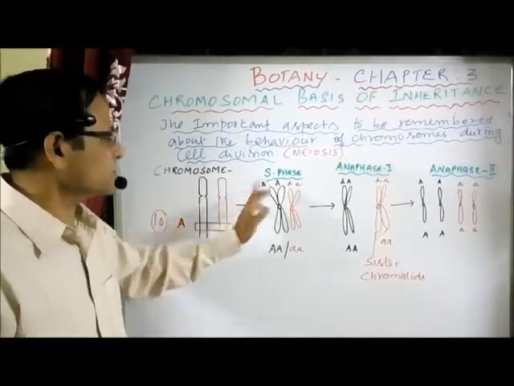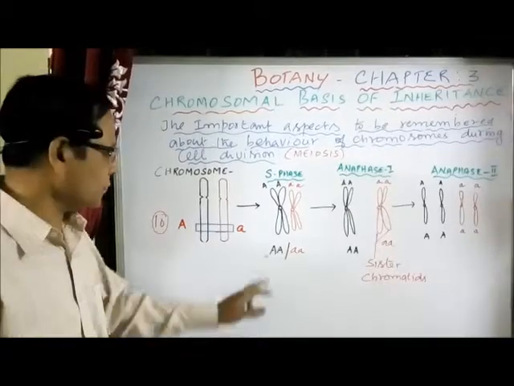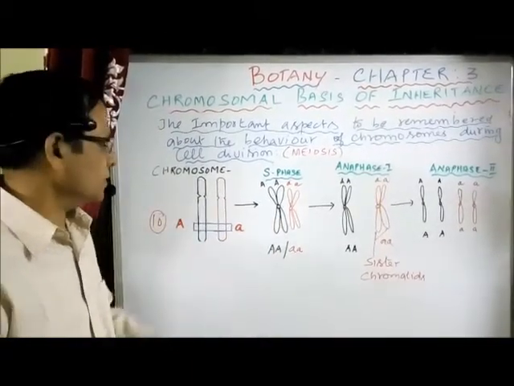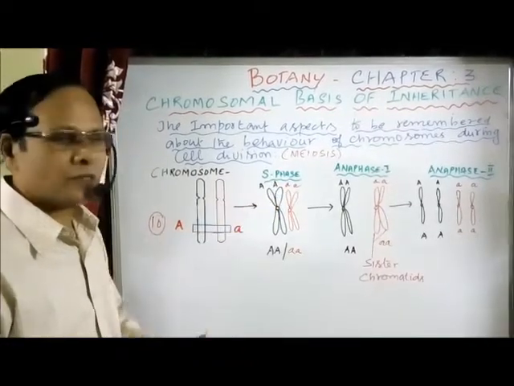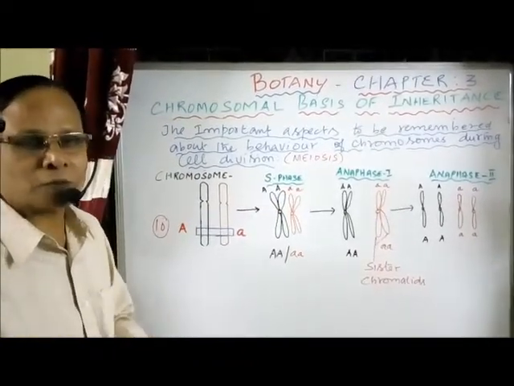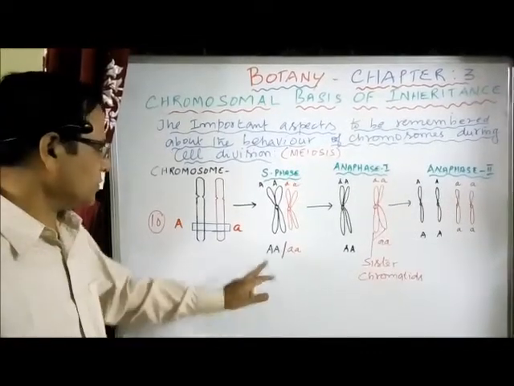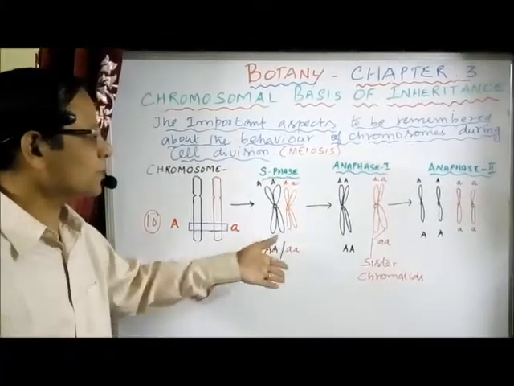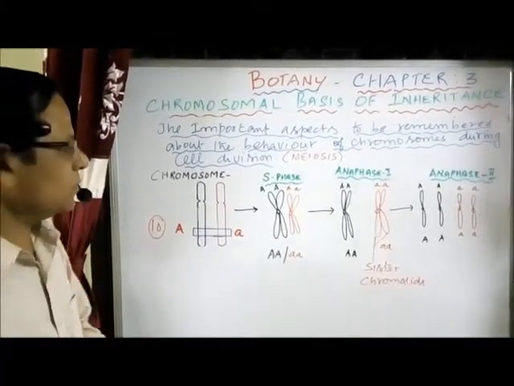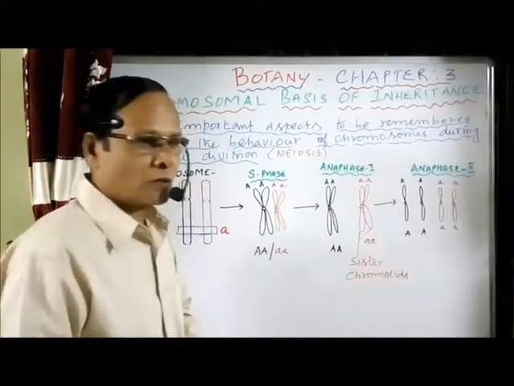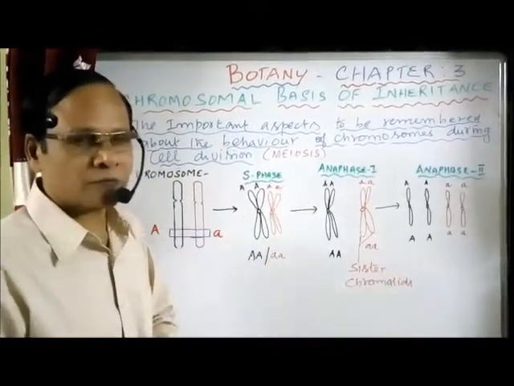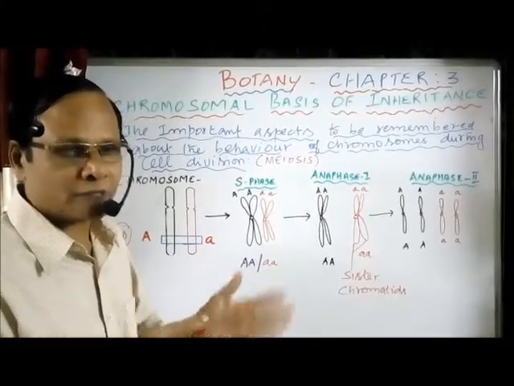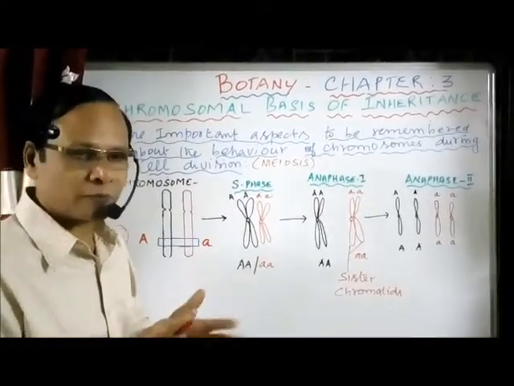Because of the duplication, we have two alleles for a fact. So in each chromosome there are two alleles because of the replication of the chromosome, and so also the genes. So we have two capital A genes and two small a genes in a pair of homologous chromosomes. Now during anaphase 1, in the first meiotic division, the two homologous chromosomes separate.